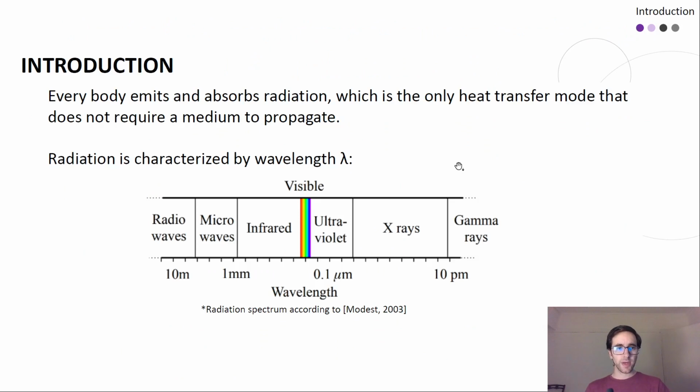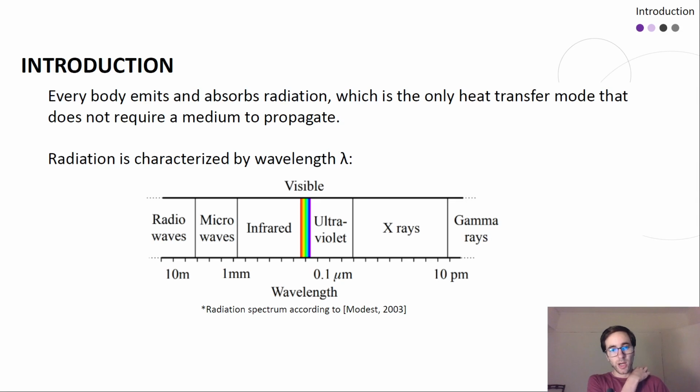So to start off, I'm going to introduce the very basics of radiation. Okay, so everybody that is above absolute zero emits and absorbs radiation, right? Which is the only heat transfer mode that does not require a medium to propagate. Okay, so this radiation can be characterized by wavelength, right?